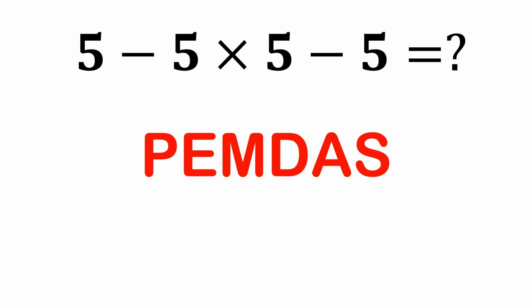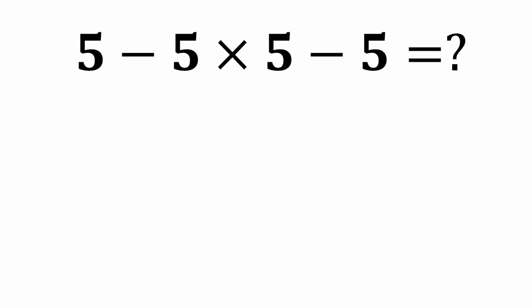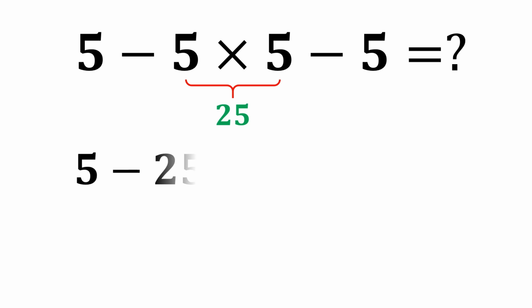What does that mean? It means when you have different operations in one expression, you scan from left to right, and you always do the higher priority operation first. So in this problem, according to PEMDAS, multiplication has higher priority than subtraction. That means we do the multiplication first, then we do the subtractions. So 5 times 5 equals 25. Now the expression becomes 5 minus 25 minus 5.